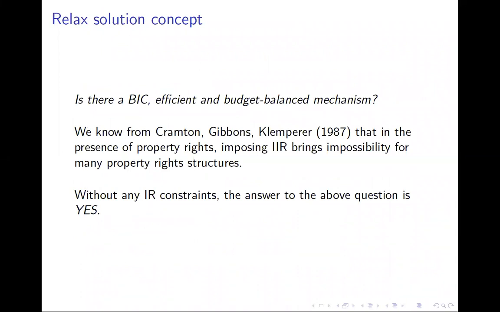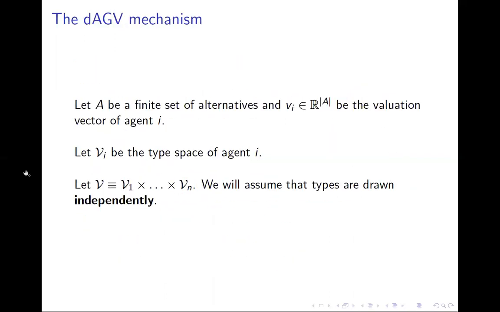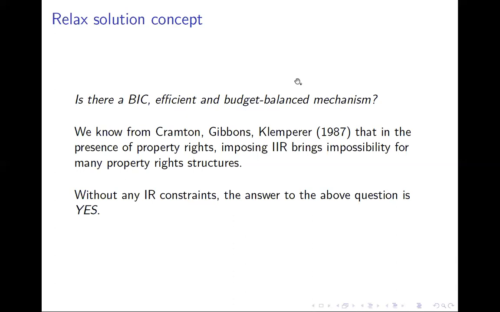Okay, so I want to discuss the last resolution to this problem. We have discussed relaxing efficiency and budget balance. The last one is relaxing the solution concept. As I have already told you, Crampton, Gibbons, and Klemperer have shown that their mechanism, if there are no issues about the participation constraint, is a Bayesian incentive compatible, efficient, and budget balanced mechanism. So without any IR constraint, there is a BIC, efficient, and budget balanced mechanism. So we can overcome the impossibility of Green-Laffont by using the weaker solution concept of Bayesian incentive compatibility.